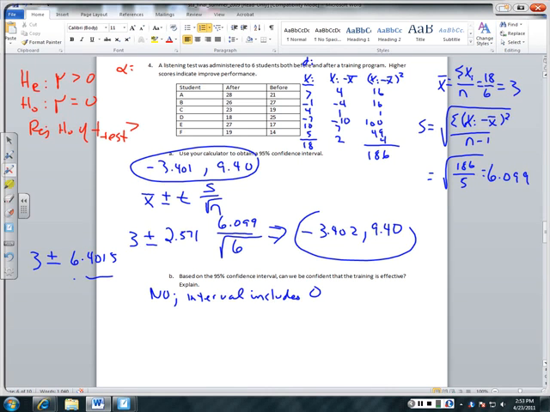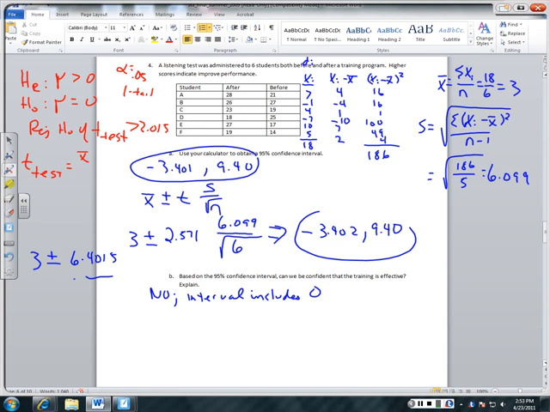That's going to give us a different number than we have over here because I used a 95% confidence interval, but let's do that anyway. Let's say we have an alpha of 0.05. Now, it's a one-tailed test. So with a one-tailed test and 5 degrees of freedom, one tail, we're going to get 2.015.